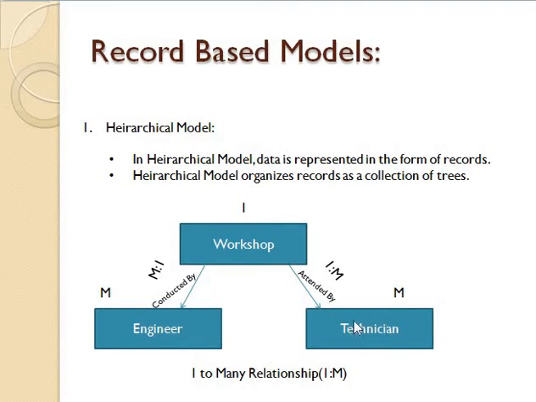Also, in the context of technicians, this model, that is the hierarchical model, won't be able to tell you how many workshops are being attended by a particular technician. Again, in this case, the number of workshops is more than one. So if there are many workshops, it means there should be many-to-many relationship. But this model only supports one-to-many relationship, where there can be at most one workshop. So this model won't be able to tell you the list of workshops that are being attended by the technician.